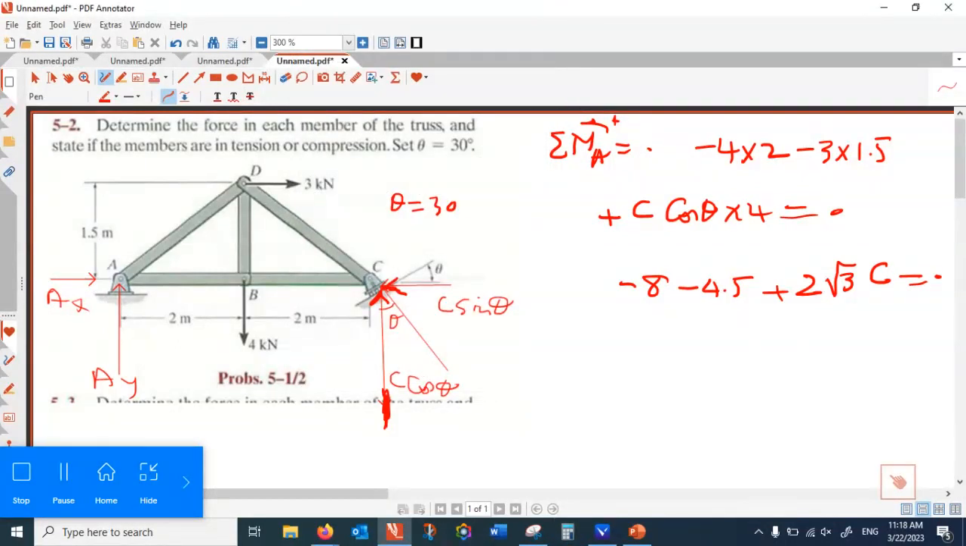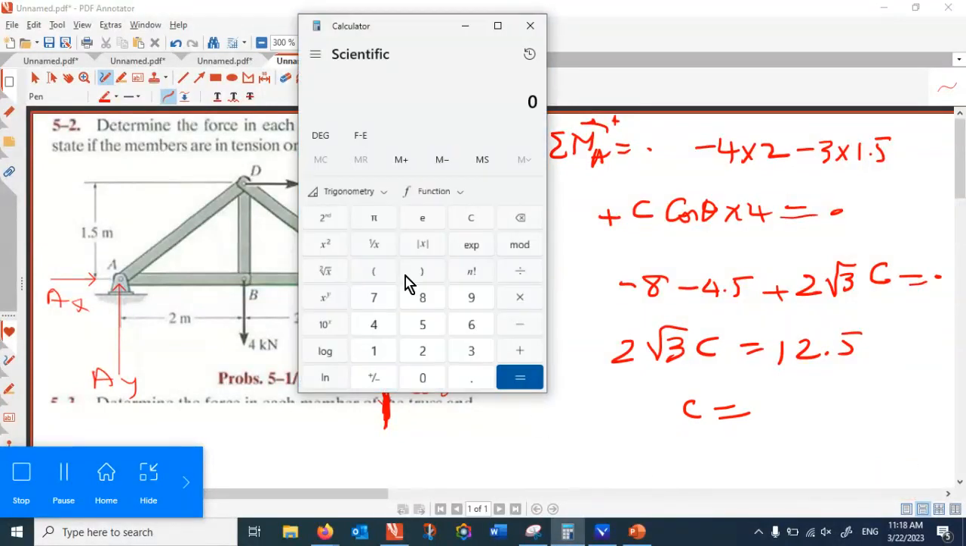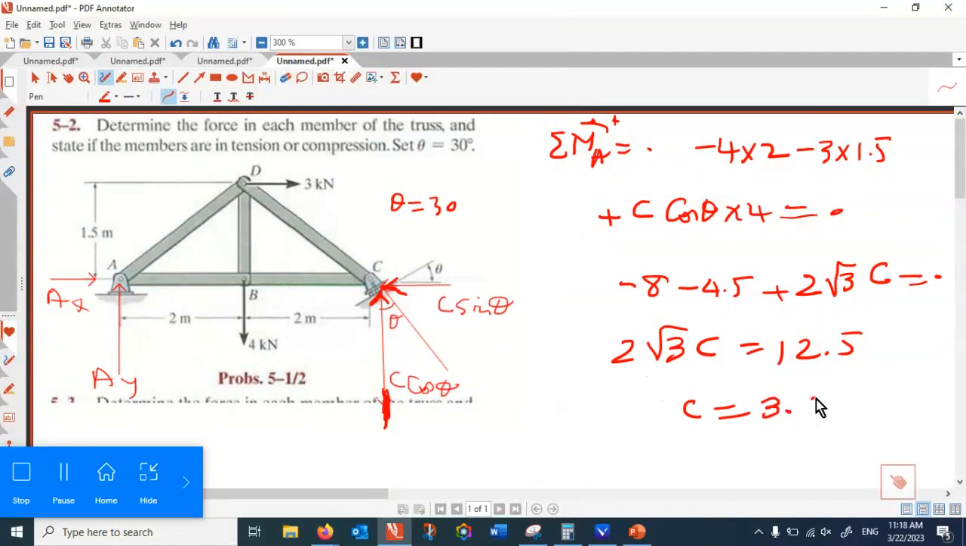All right, from here I get 2 root 3 C is equal to 12.5, and then C is equal to 3.61, and the unit is kilonewton.